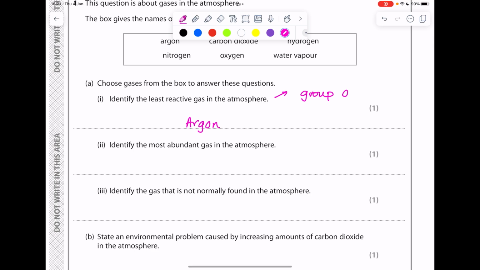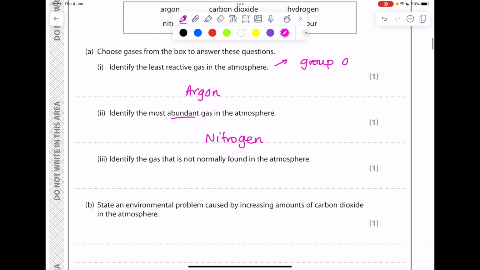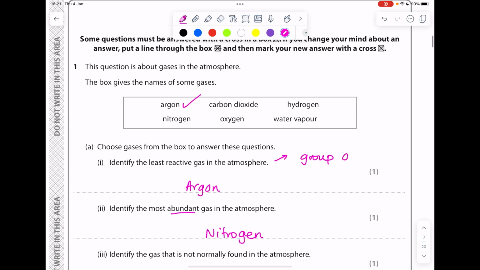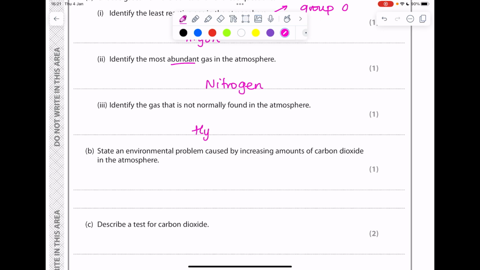Identify the most abundant gas in the atmosphere. So we've got the largest quantity of nitrogen gas at around 78% of our atmosphere. Identify the gas that's not normally found in the atmosphere. So we find these things, definitely not hydrogen. Remember, that's very flammable.